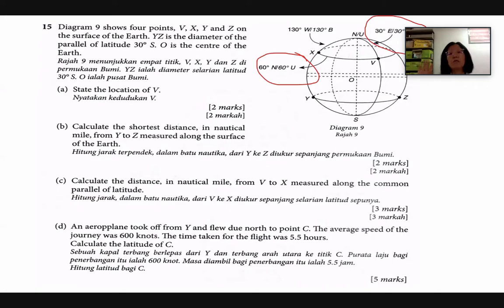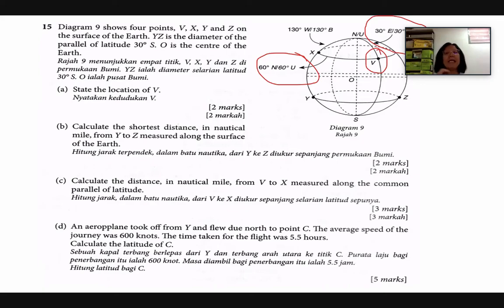For this one, you don't need to calculate anything. Just read. Your point V is here. It's sitting on what horizontal line? It is sitting on what vertical line? That's all. It's the same as our coordinates.